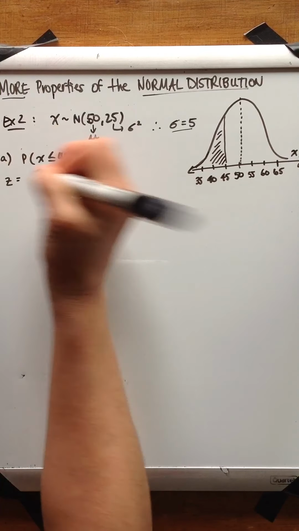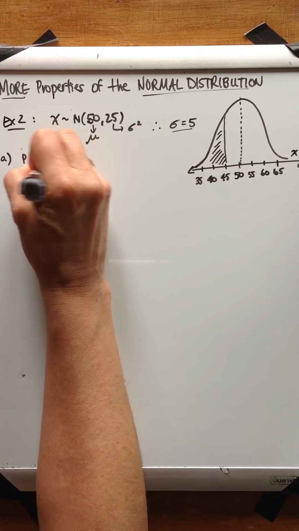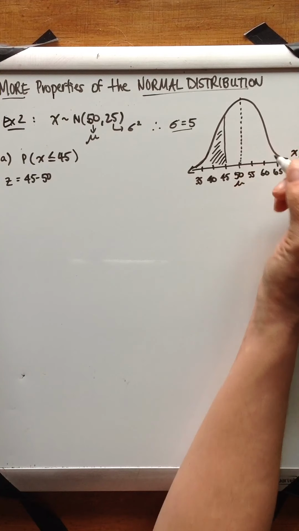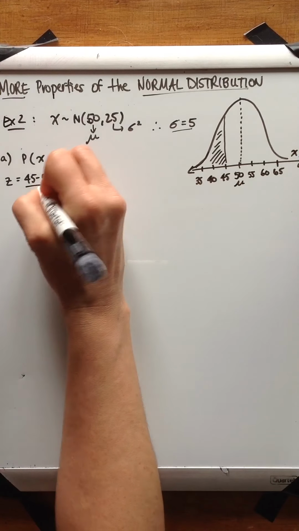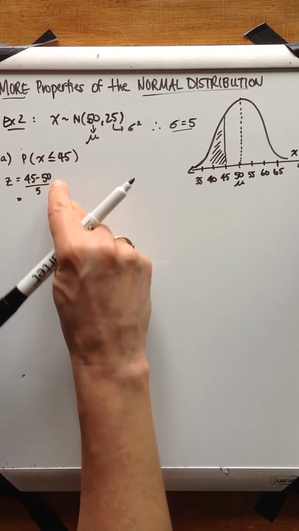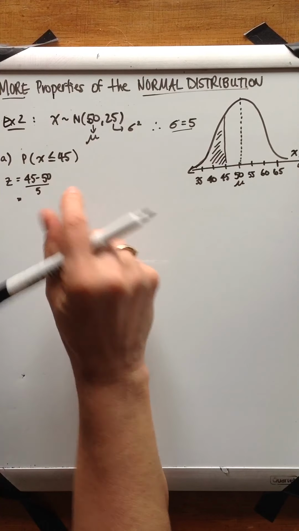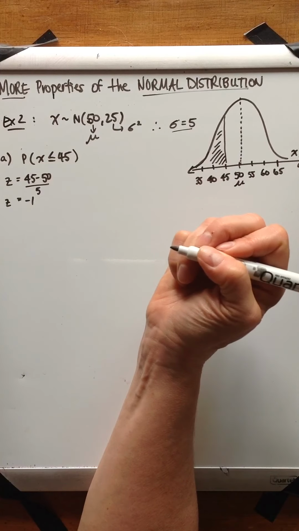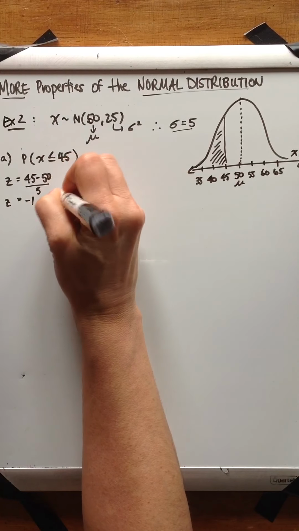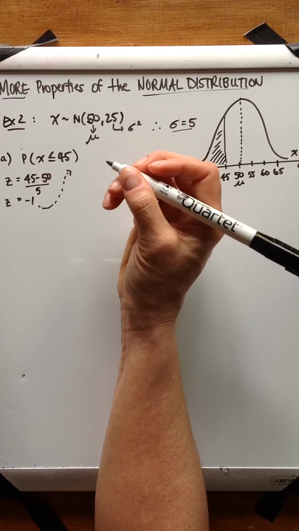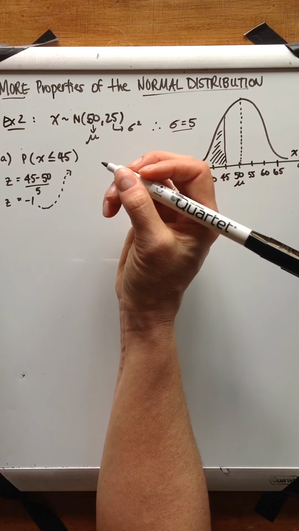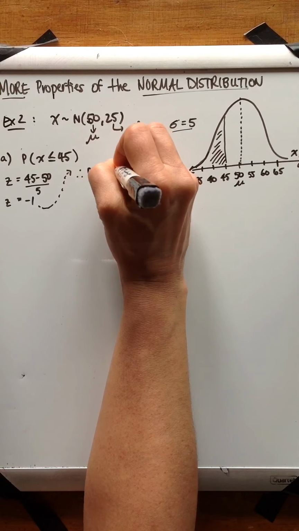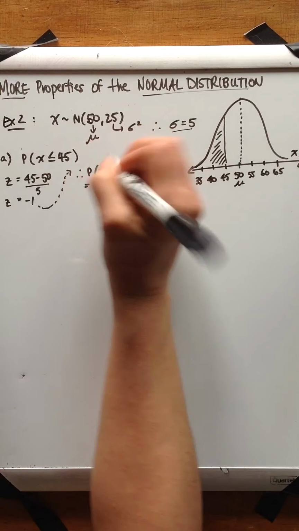I'm going to jump straight to putting in those values. So 45 minus 50, this is x minus mu, divided by standard deviation, which is 5. So you can see I'm going to get negative 5 on the top, divided by 5 here, means my z-score is going to be negative 1. And if I go to the table to convert that into a probability, I discover that the probability for x being less than or equal to 45 can be read directly off that table.